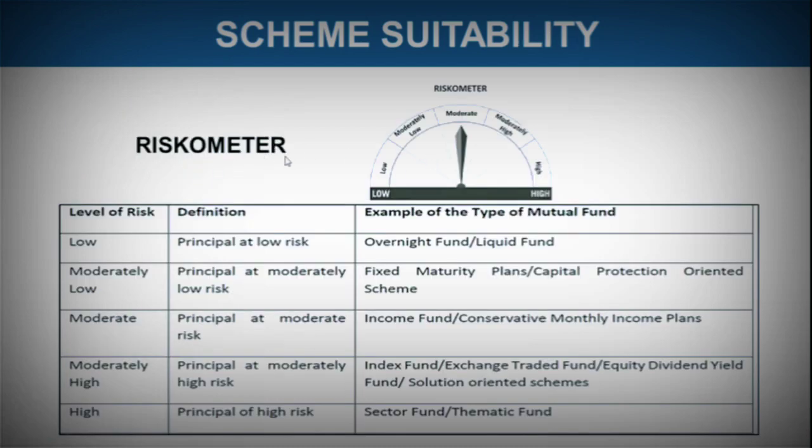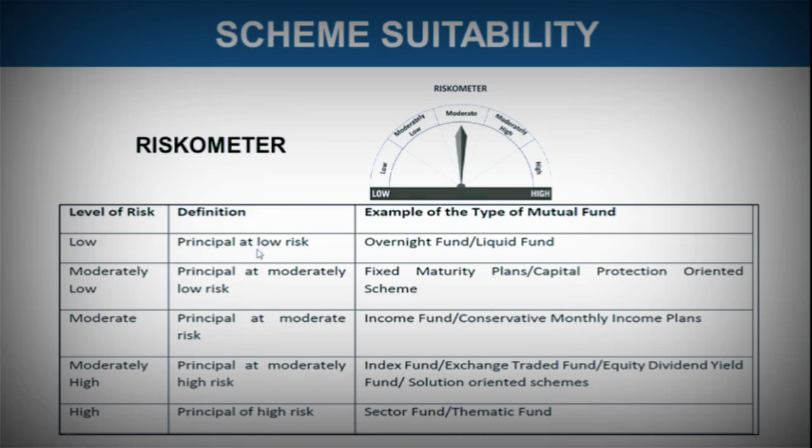Now this is the riskometer I was talking about. You must have seen this on mutual fund websites. It is a very simple, easier form of representing the risk involved in one particular scheme. Here you can see it shows from low to high, and it represents where the risk lies. So if it is moderate, it would lie over here. It can be low, it can be high, moderately high, moderately low. And here you can find the level of risk and the definition.